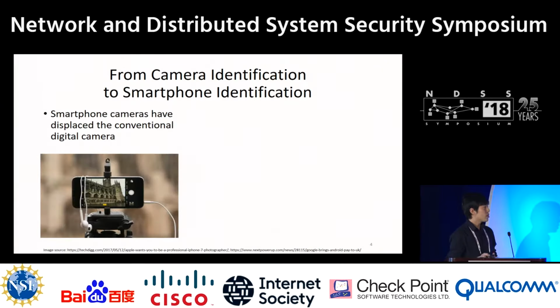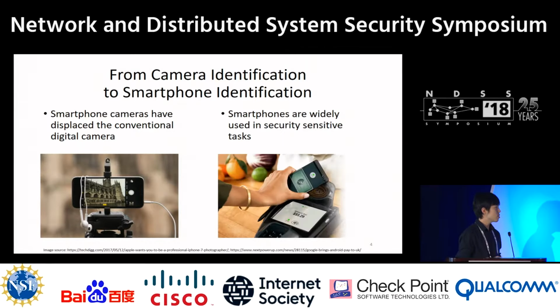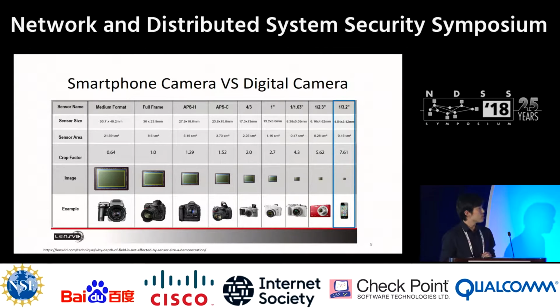Since smartphone has become the most popular photography device, and it also is widely used in security sensitive tasks such as mobile payments, we want to ask a question: can we use sensor pattern noise to identify smartphone camera? The main difference between smartphone camera and conventional digital camera is that the image sensors in smartphone camera are much smaller, which reduces the amount of light it can capture and also leads to larger noise.